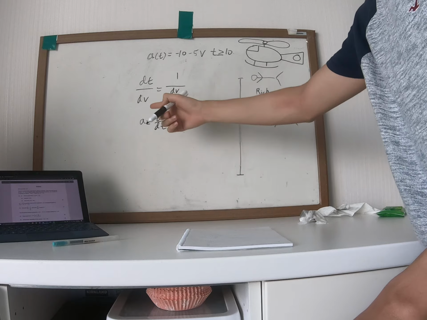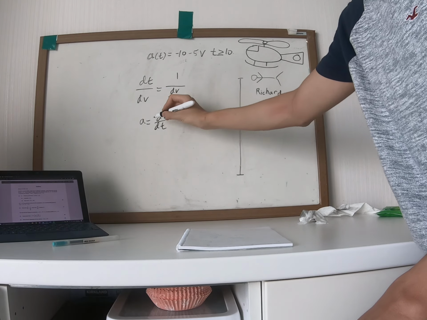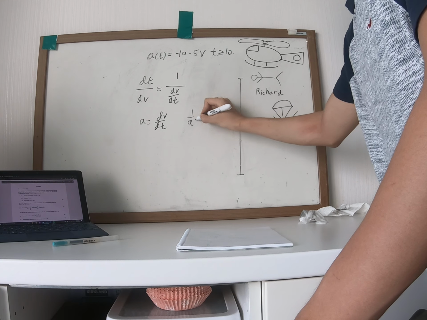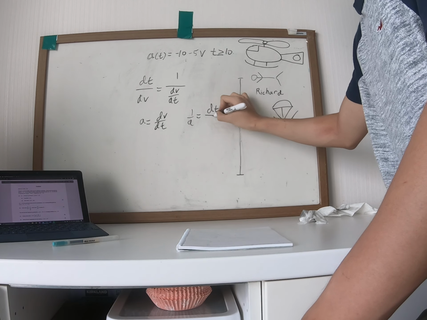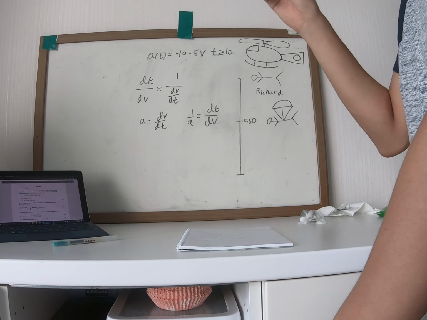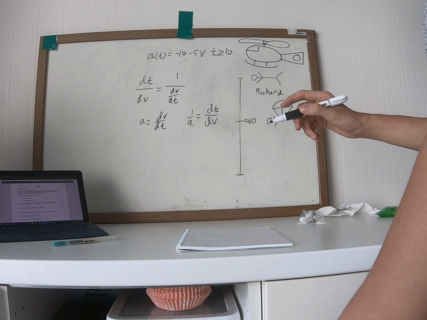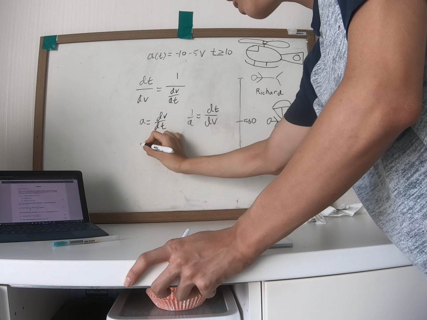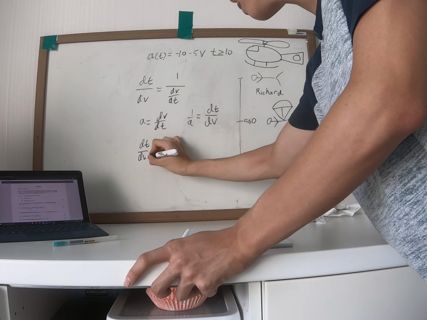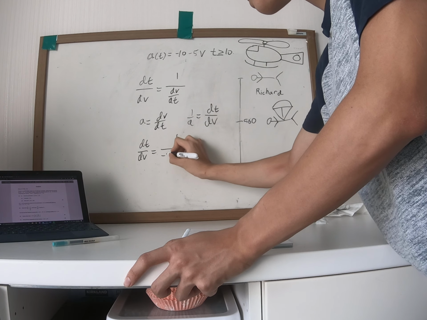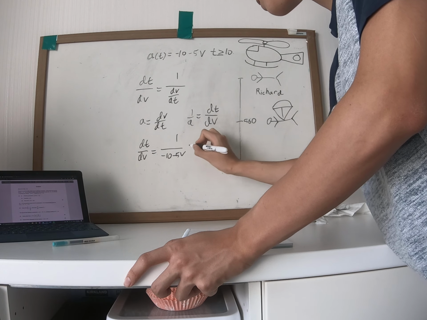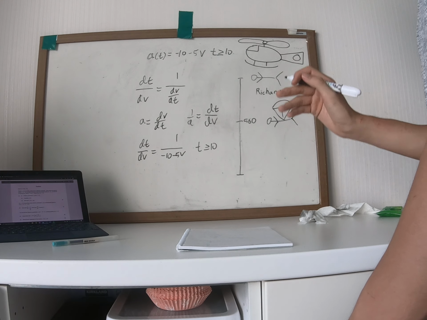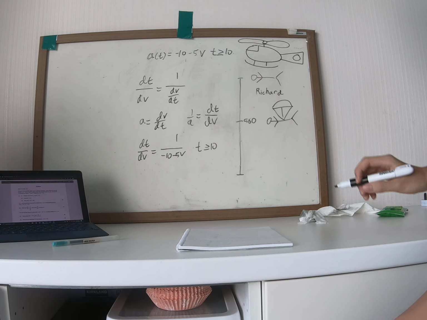Knowing this, we know that dt over dv is just 1 over a because we just switched it around. 1 over a equals dt over dv. Knowing this, we can just flip the equation and get our dt over dv. So dt over dv is just, flip it, 1 over negative 10 minus 5v, for t greater than or equal to 10. That is our answer for B. Fairly simple.